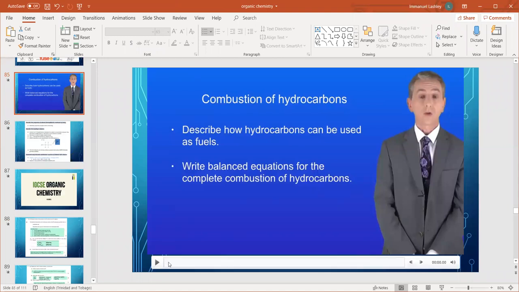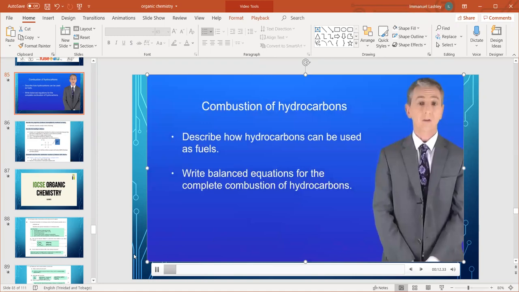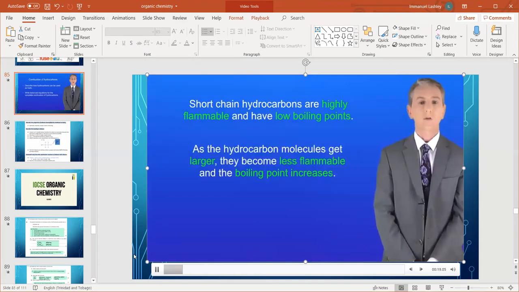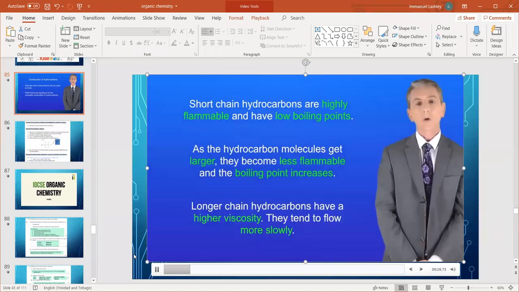You should be able to describe how hydrocarbons can be used as fuels. You should then be able to write balanced equations for the complete combustion of hydrocarbons. In the last video, we looked at how the properties of hydrocarbons depend on the size of the molecule. We saw that short-chain hydrocarbons are highly flammable and they have low boiling points. As the hydrocarbon molecules get larger, they become less flammable and the boiling point increases. Also, longer chain hydrocarbons have a higher viscosity. In other words, they tend to flow more slowly.